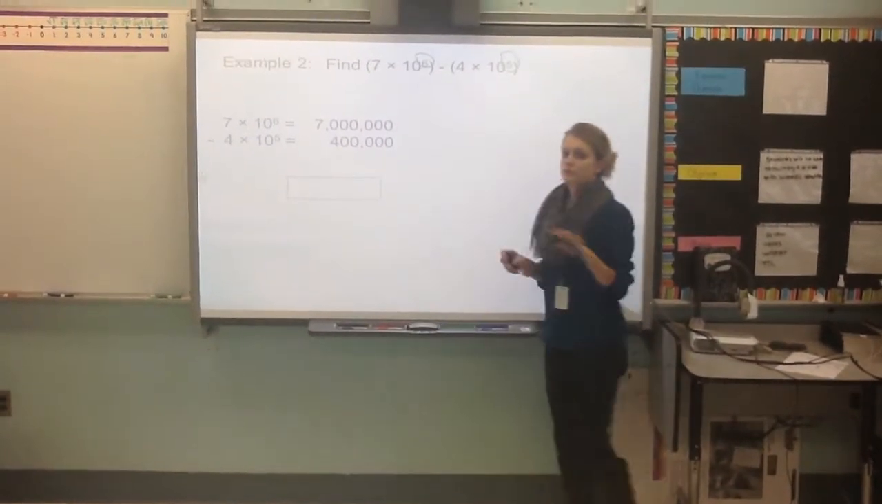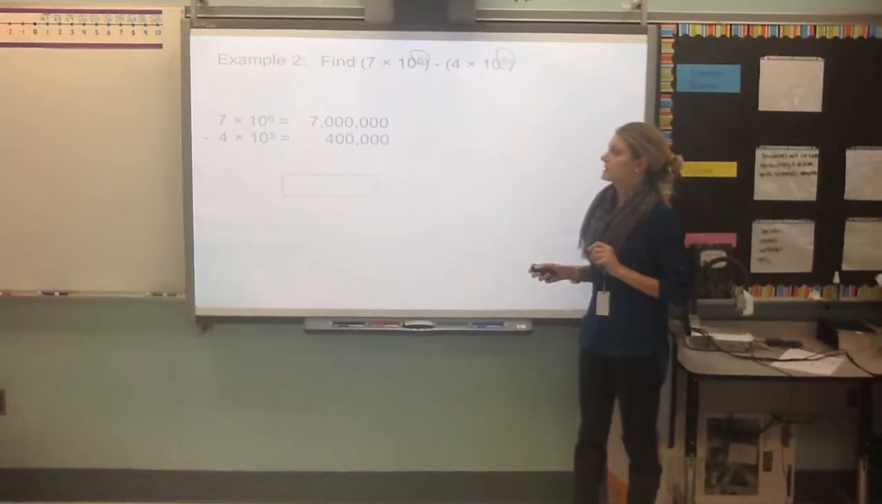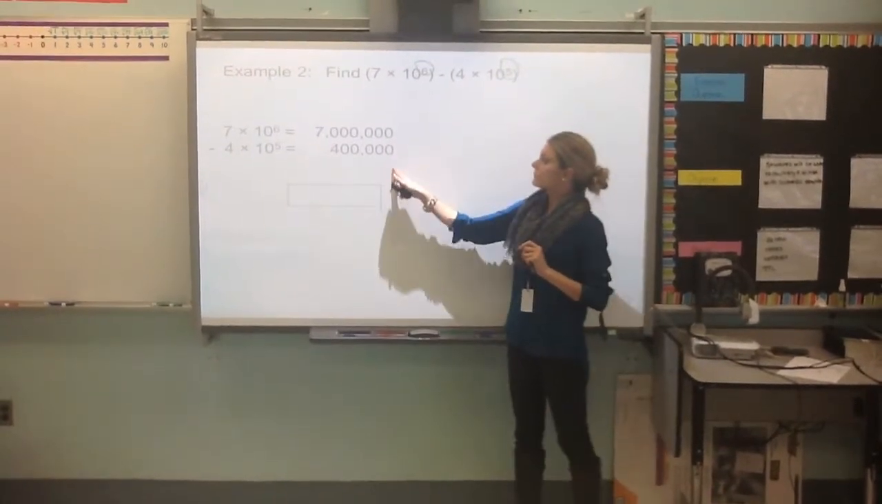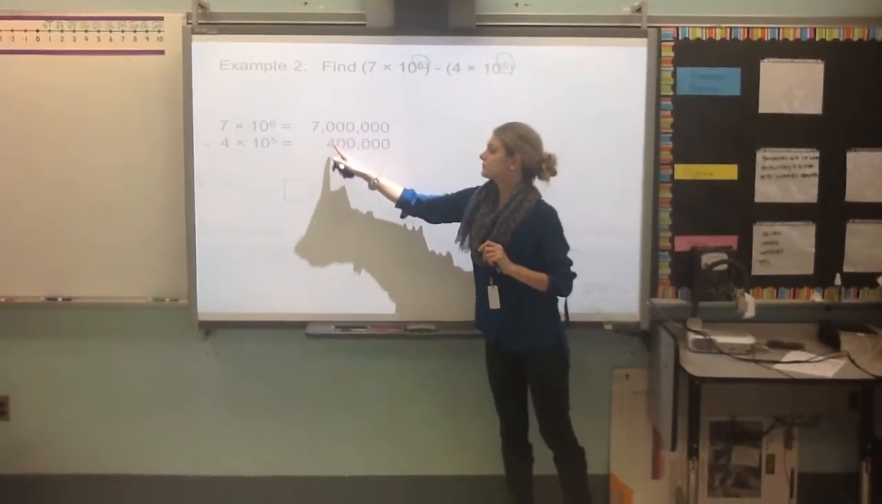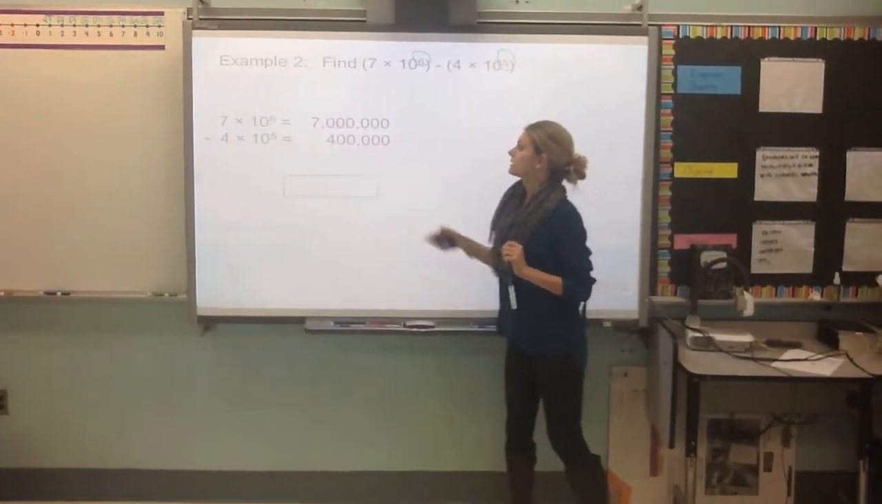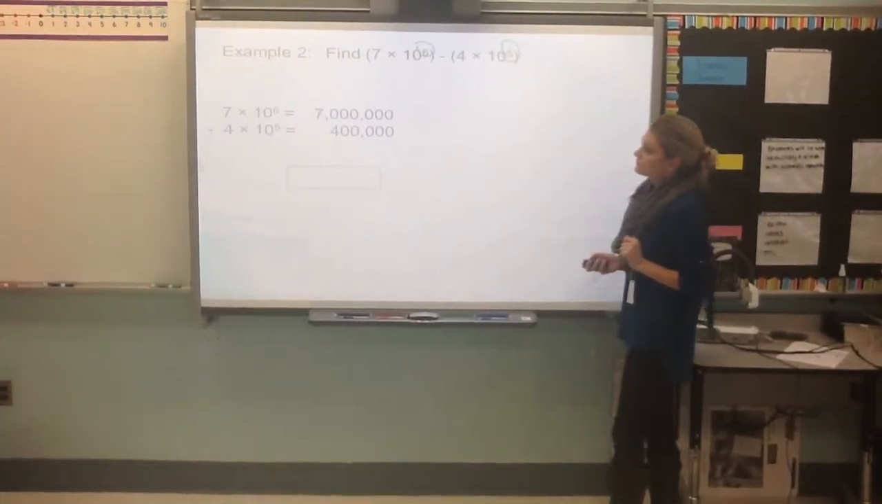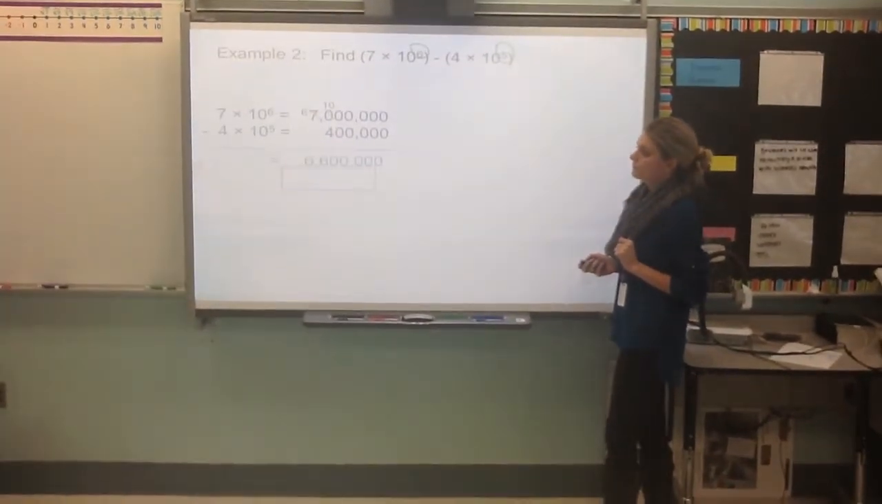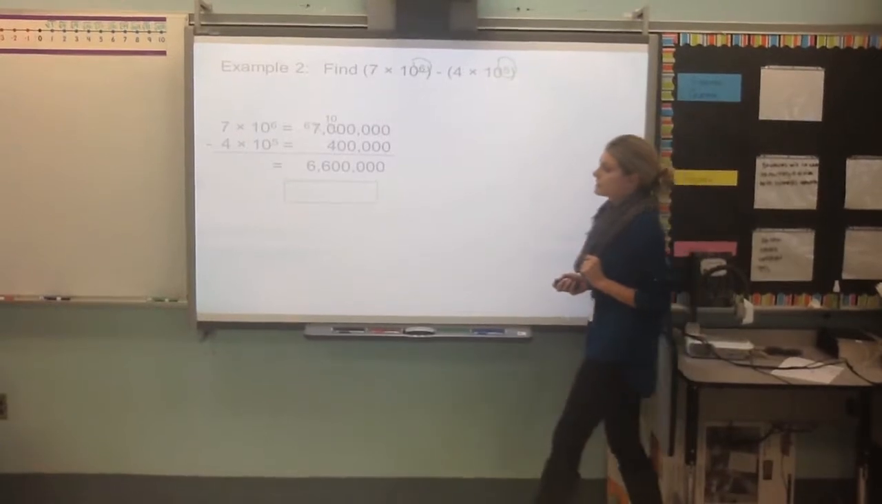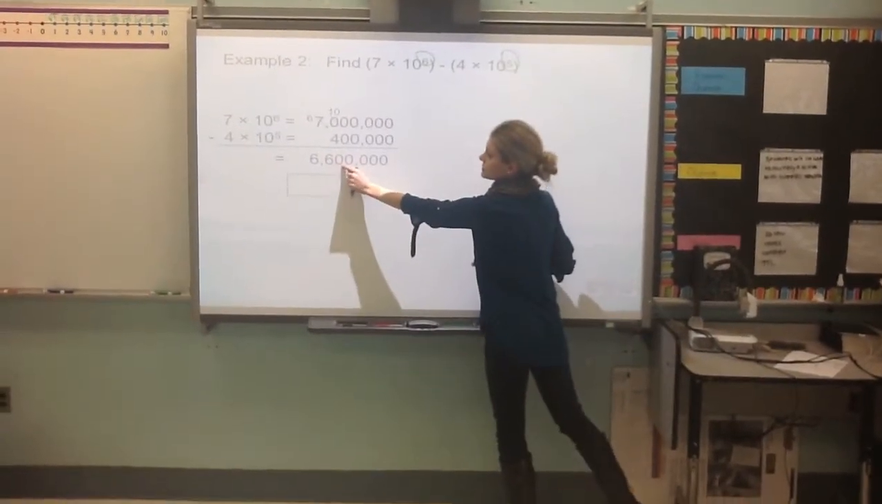And then I'm just going to subtract them, like we did in the last problem. But it's so important that we line up these numbers correctly, or else we're not going to get the correct answer. Okay, so I line up these numbers, and then I just subtract. So you guys can do this on your own paper. So as an answer, we get 6,600,000.